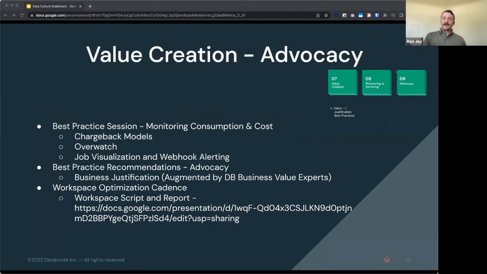Okay, and then value creation. Again, we touched on this a little bit. This is really, really important as an organization to communicate value creation as an individual, as a group, as a team, as a domain. This has to happen across the board. You need to be able to have chargeback models. You need to be able to have all these capabilities, not just for the tools that you're using, right?